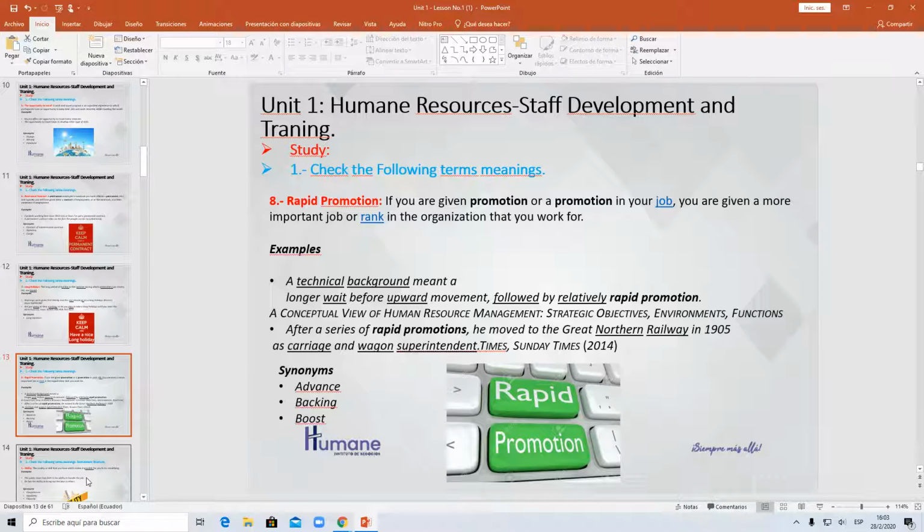Another example of this term used in sentences would be: after a series of rapid promotions, he moved to the Great Northern Railway in 1905 as a carriage and wagon superintendent. It could be said that rapid promotion is the opportunity that you can achieve other positions and acquire a great salary if it's necessary. Synonyms for this term could be advance, backing, or boost.